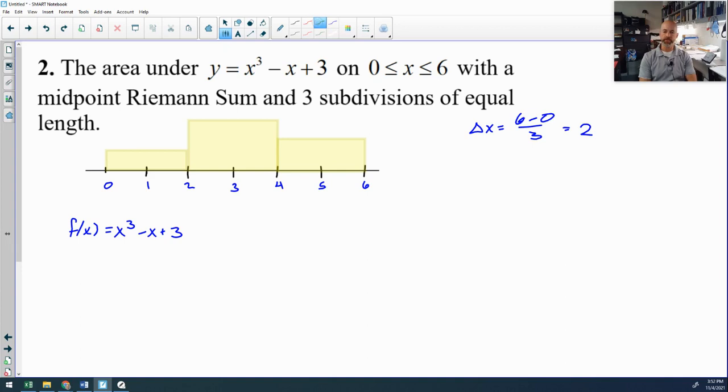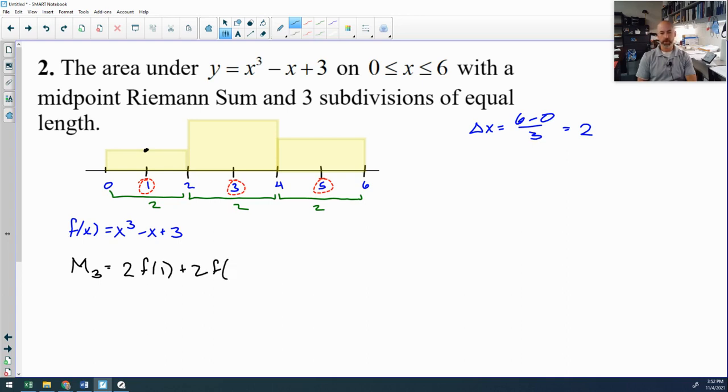And I can look at these rectangles and I can tell that the base of each rectangle is 2. And I'm going to use the middle of each interval because this is a midpoint Riemann sum. I'm going to use the middle of each interval to determine the height of my functions. And so my midpoint with 3 subdivisions, the rectangles have a base of 2, and my first rectangle would be the function's value at 1 is going to be the height. My next rectangle, a base of 2, and the function value at 3 is going to be the height.